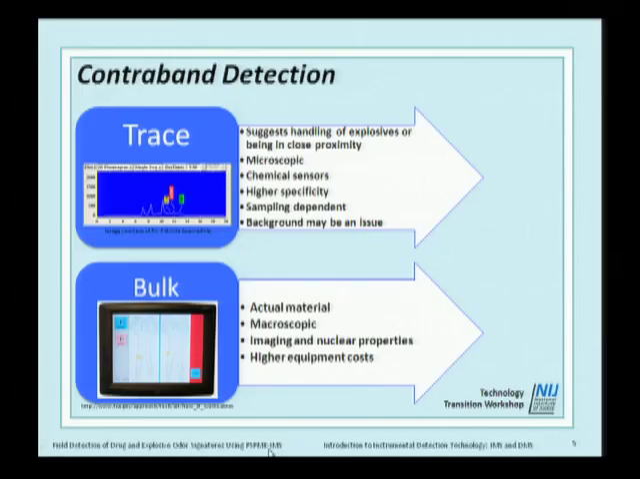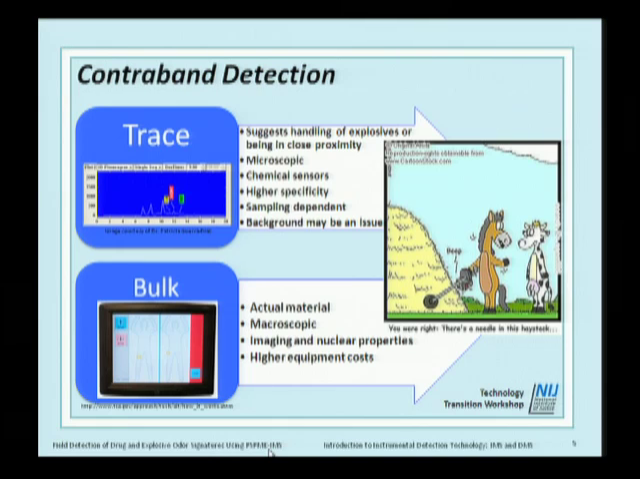On the top trace, you actually see the detection of 2,4-DNT by ion mobility spectrometry. So combining trace and bulk detection and having all these tools in our toolkit help us find that needle in the haystack.